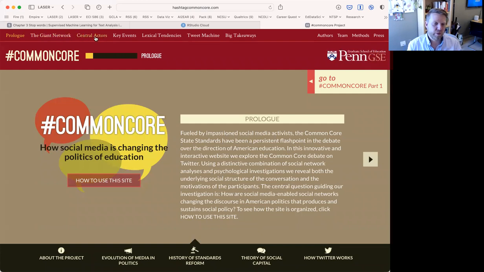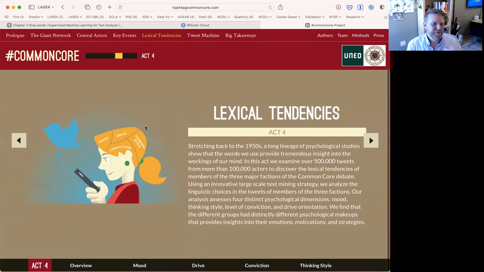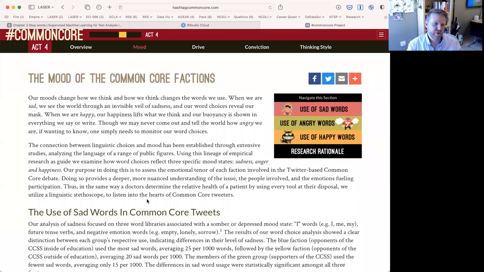They looked at key actors in the network. They looked at time periods when there was the most activity around the hashtag Common Core. And then they did some text analysis as well. Again, most of these were very automated approaches, although they did do some hand qualitative analysis as well. But they looked at things like sentiment, like mood, positive, negative tweets.